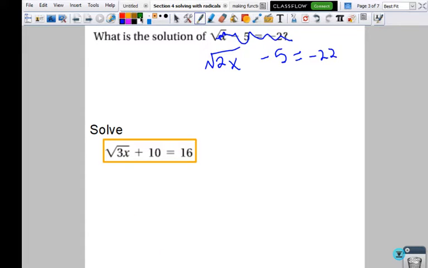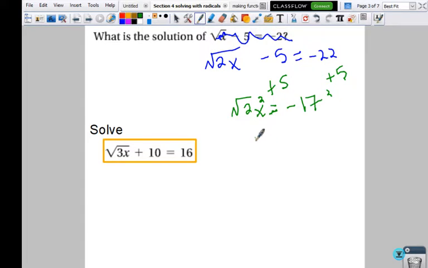Okay, so before I can square it, I got to get rid of this minus 5. So this minus 5 is not inside the square root. My square root is right here. So to get rid of it, I got a plus 5 on both sides. And I have square root of 2x. It's going to equal negative 22 plus 5 is negative 17. I changed this problem around so it looks different. Okay? Now that I have the square root by itself, I'm going to square it.